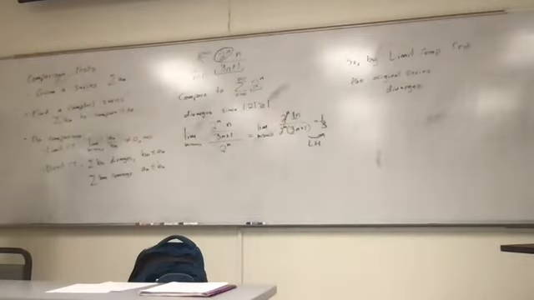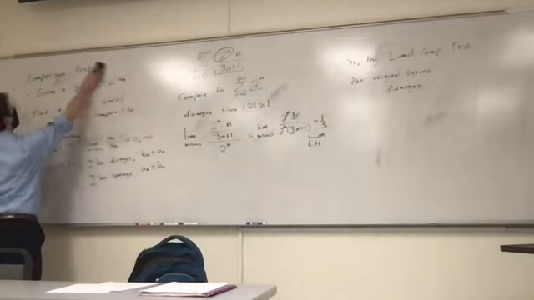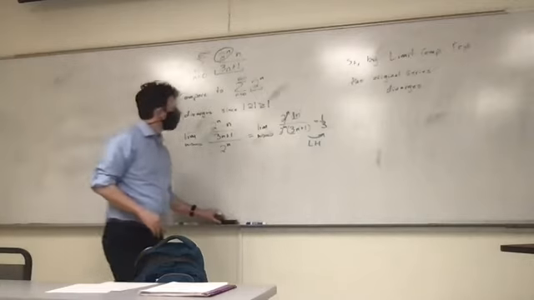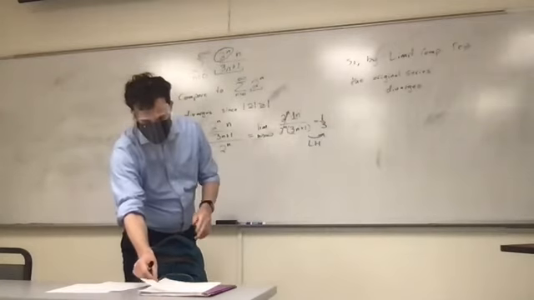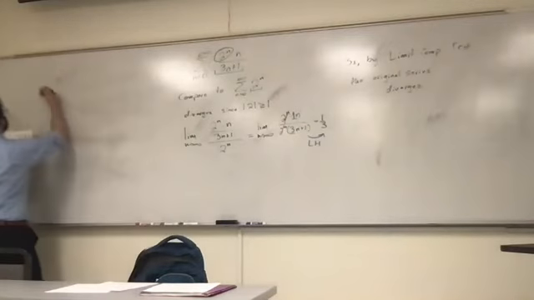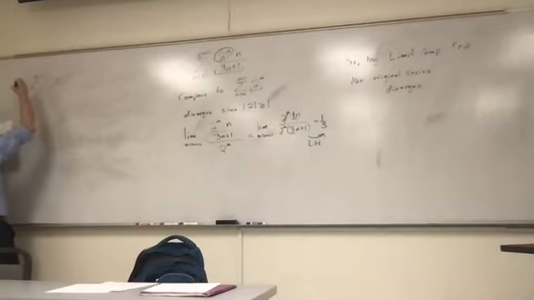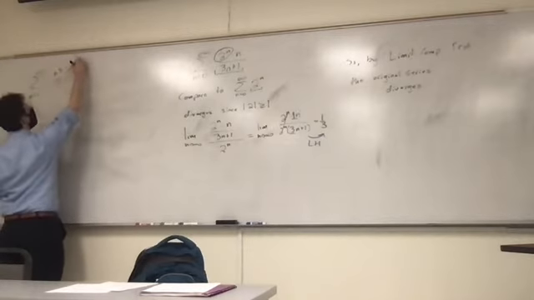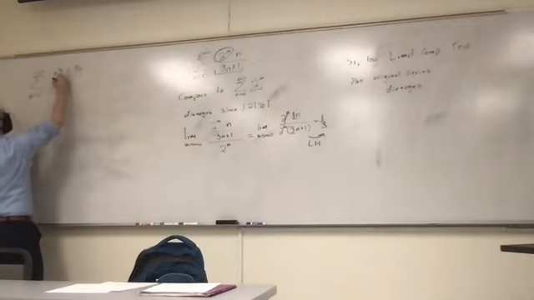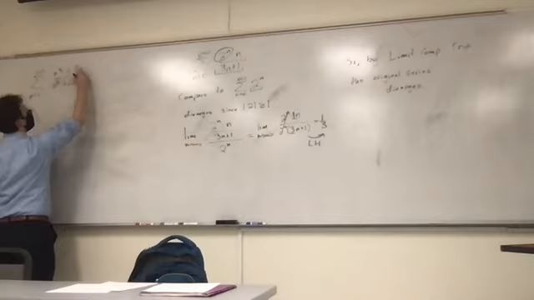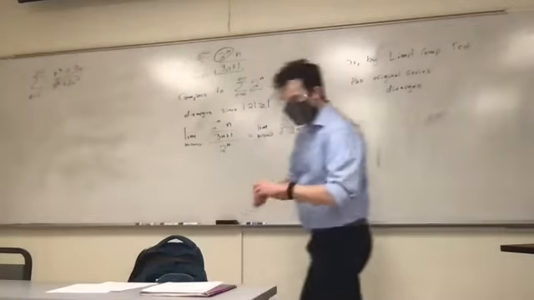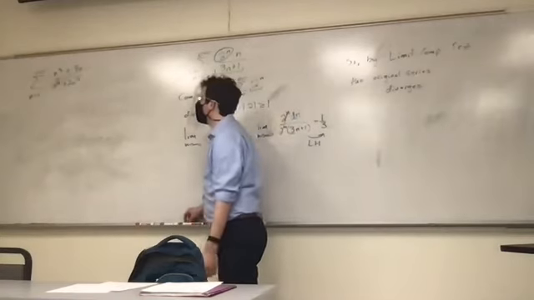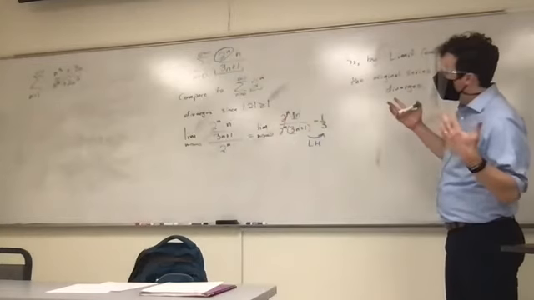So let's try another one. Let's look at the series going from 1 to infinity of n cubed plus 3n over n to the 4th plus 2n to the 5th.